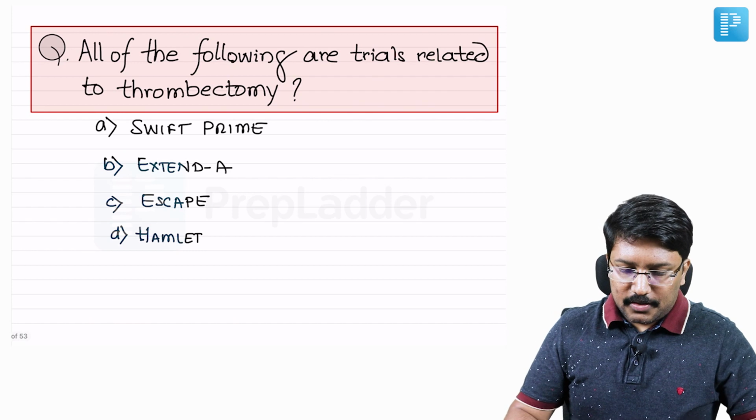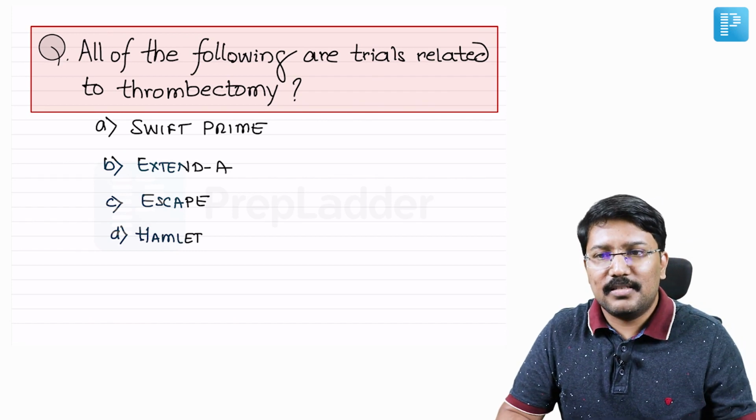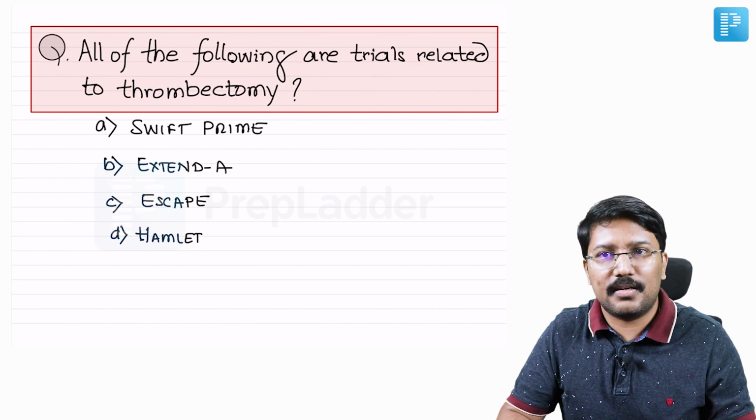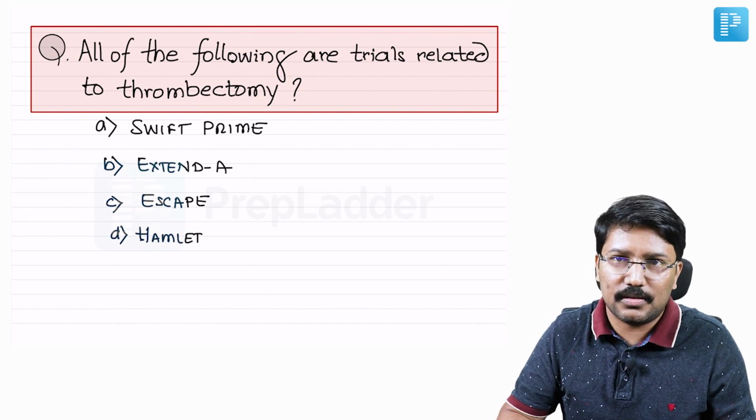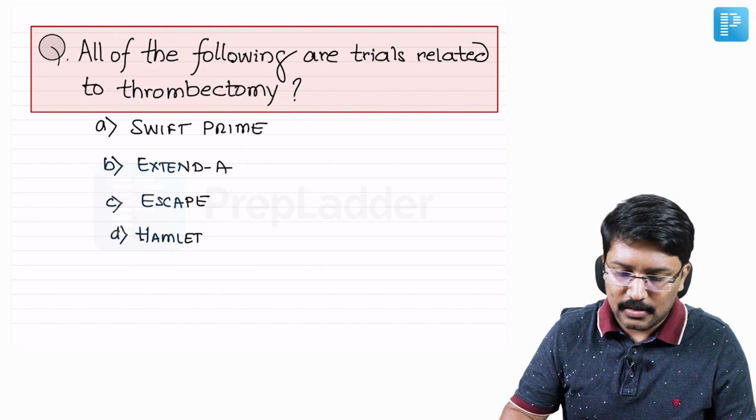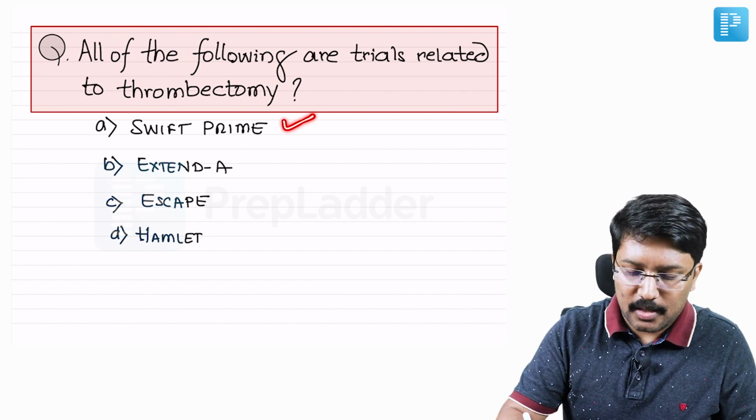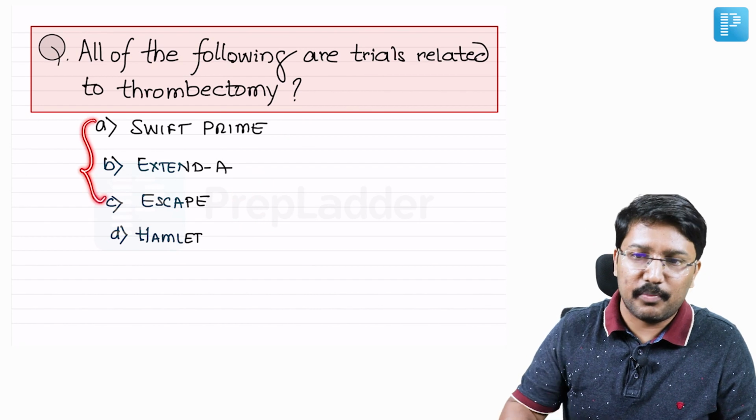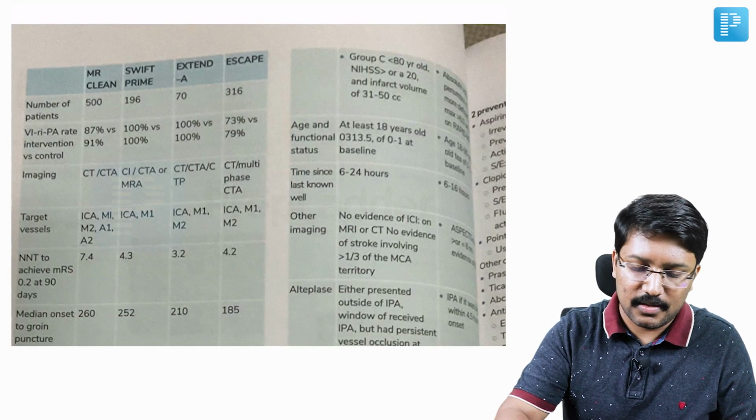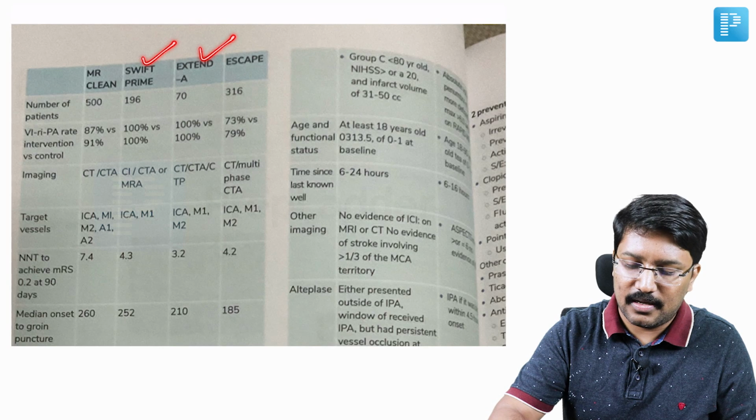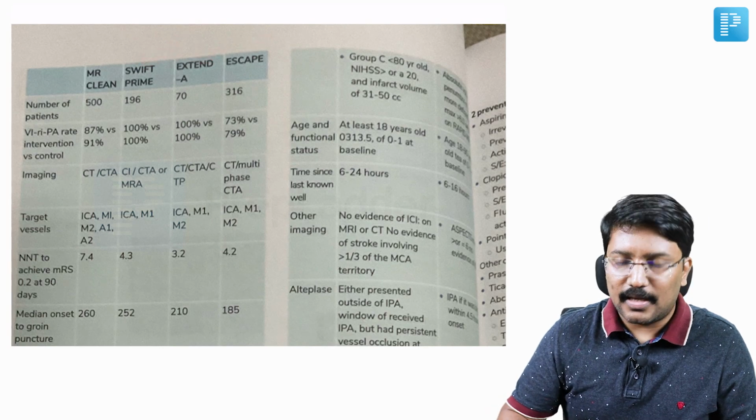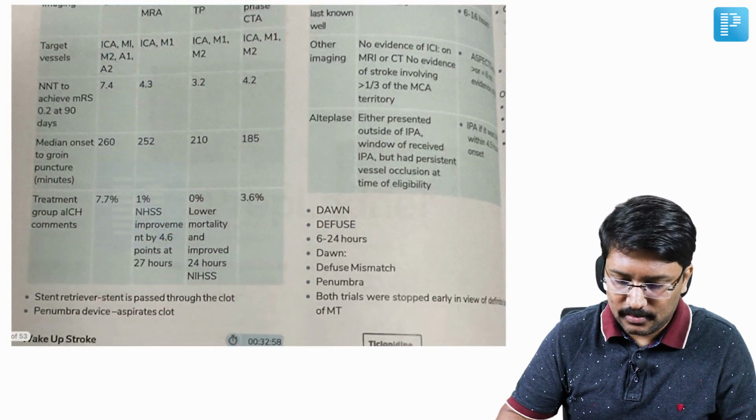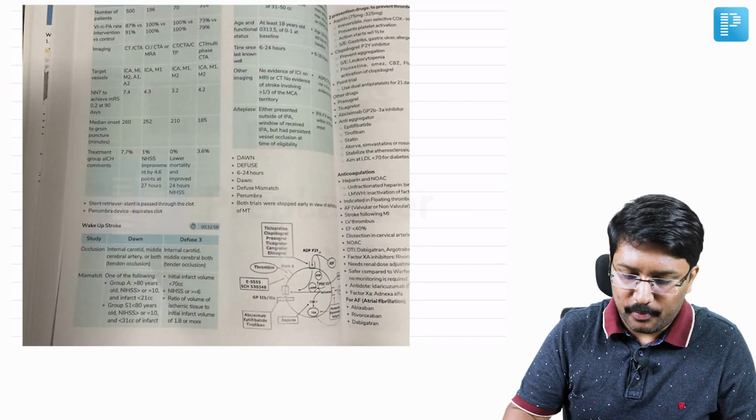Okay, let me go to the next question now. All of the following are trials related to thrombectomy. I have already emphasized this. Trials, particularly stroke related trials, are very, very important for neurology, and we had addressed those points. Options included SWIFT PRIME, EXTEND-IA, ESCAPE and HAMLET. So these three you might already remember. I had shown you that we had covered these: SWIFT PRIME, EXTEND-IA and ESCAPE. So these were all about thrombectomy.